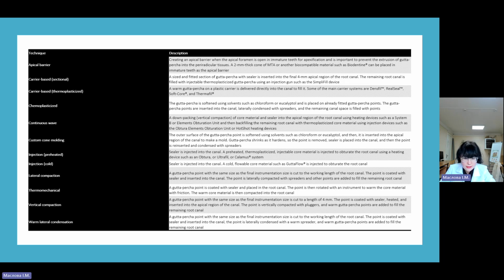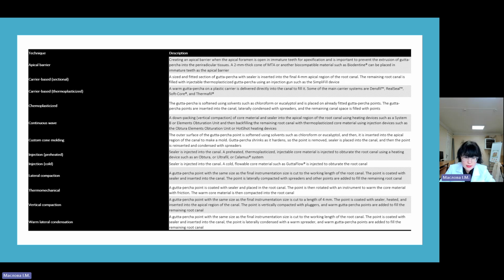The next technique: continuous wave. A down-packing vertical compaction of core material is inserted in the apical region of the root canal using heating devices such as System B or the Elements obturation unit, and then backfilling the remaining root canal with thermoplasticized core material using injection devices such as the Obtura, Elements obturation unit, or HotShot heating devices.